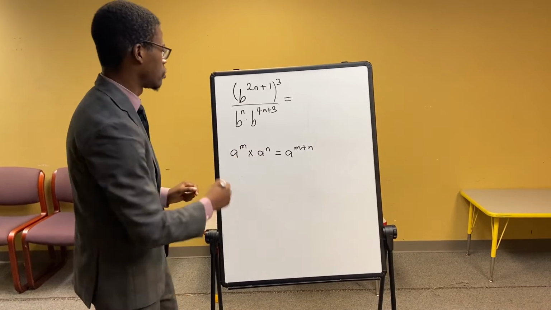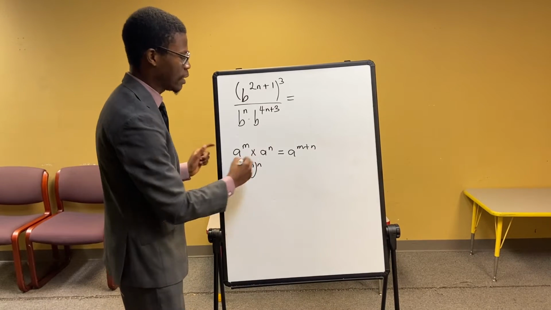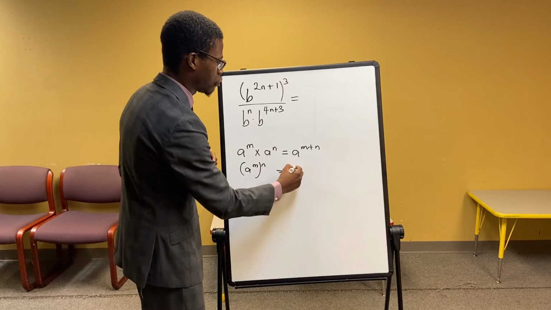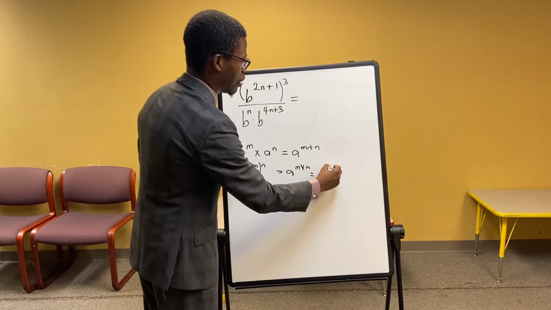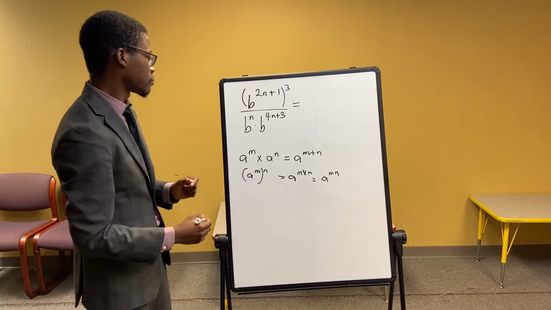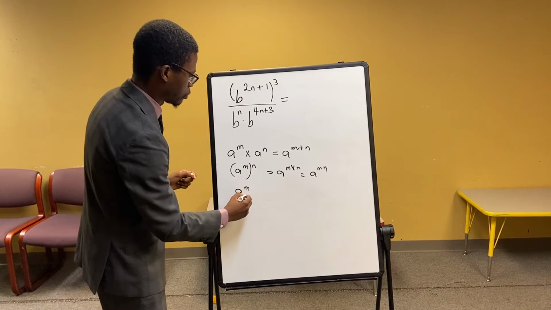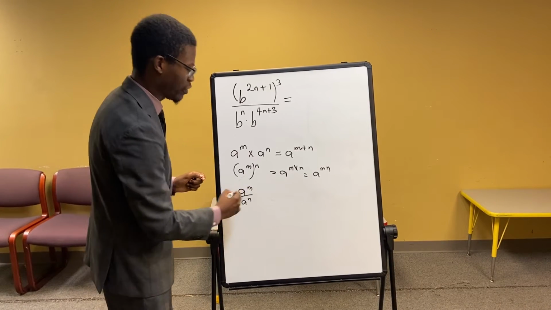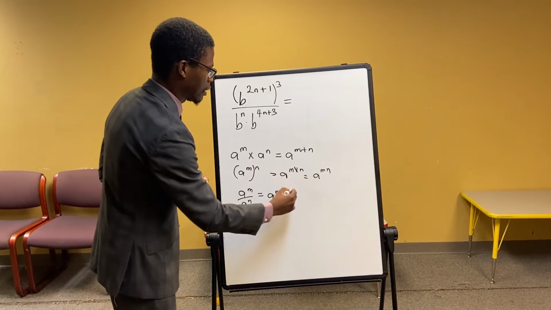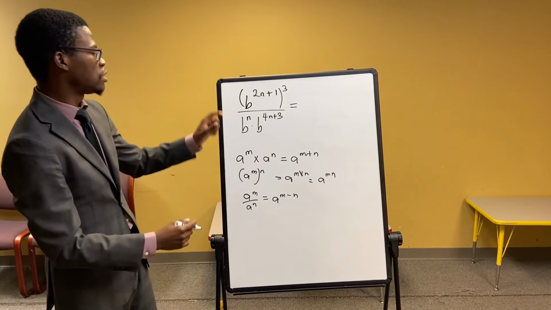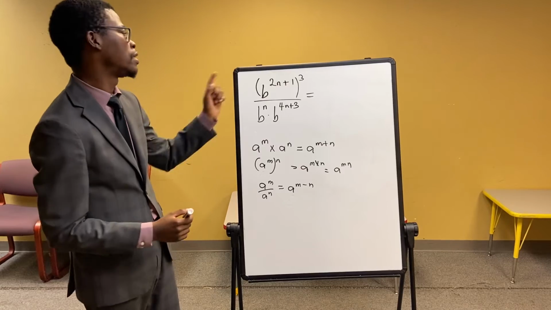Now, if you have a to the power of m, all to the power of n, it is the same thing as saying a to the power of m times n, which is a to the power of mn. Then one more law: if you have a to the power of m divided by a to the power of n, it is equal to a to the power of m minus n. So these are three laws that we're going to use to solve this question. Okay, so now let's get into it.